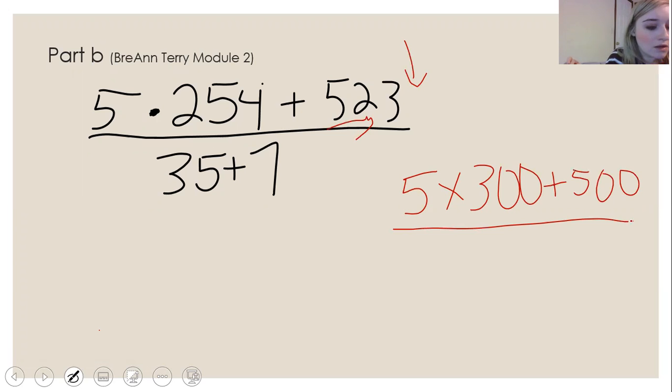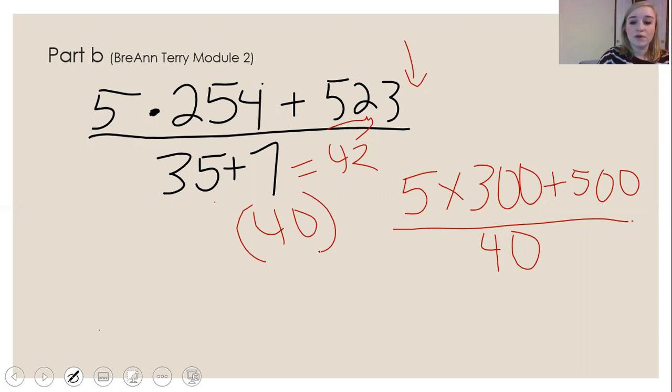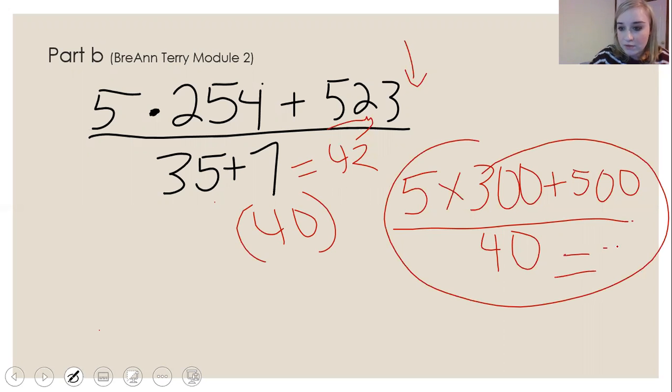And then this one would just be 40 because this one means we need to round up. And when we do that, a better way to explain it would be that 35 plus 7 is 42, and the 2 would just mean that it would be 40. So we're just going to leave it as 40. And when we do this, we're going to get 50. So this whole thing right here equals 50.